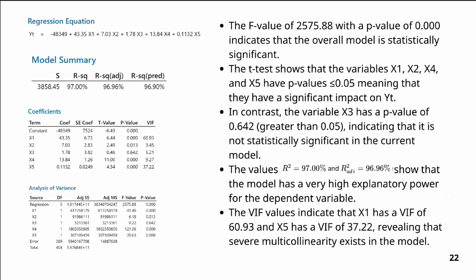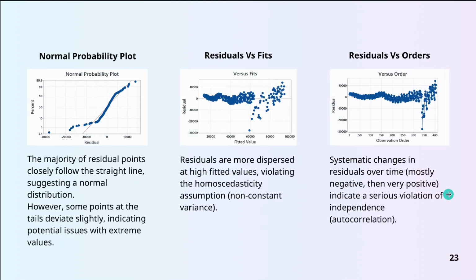The X1 VIF equals 60.93 and X5 VIF equals 37.22, revealing that severe multicollinearity exists in the model. Next is the normal probability plot. The data points do not lie on one line, especially at the extremes on the tails, indicating that the residuals are not ideally normally distributed.